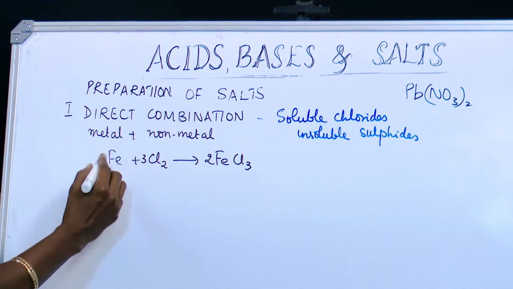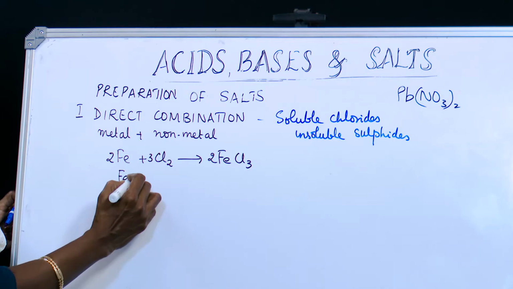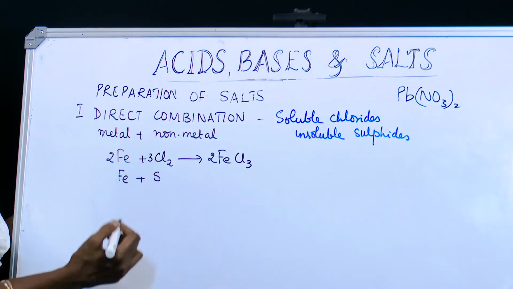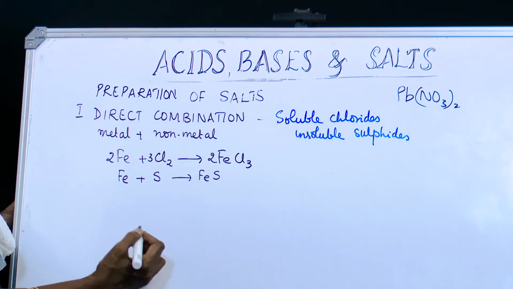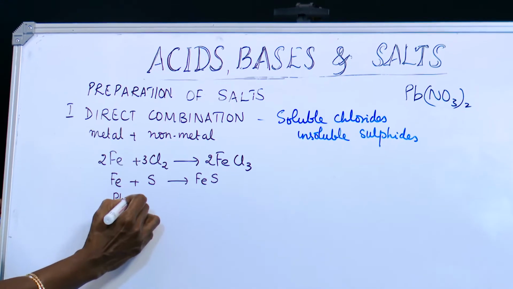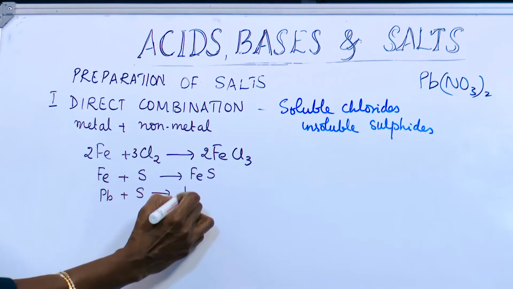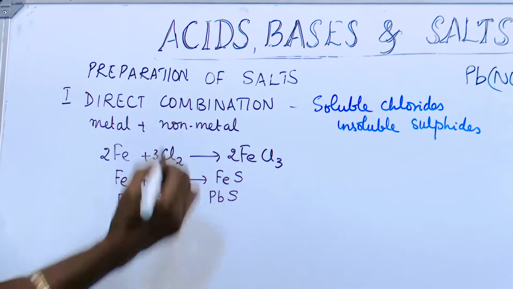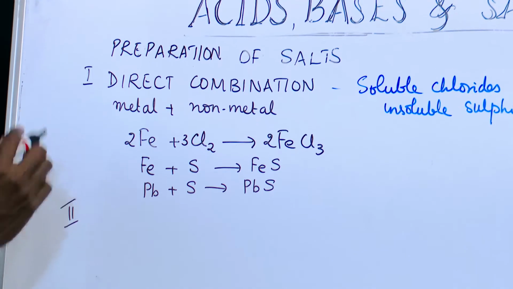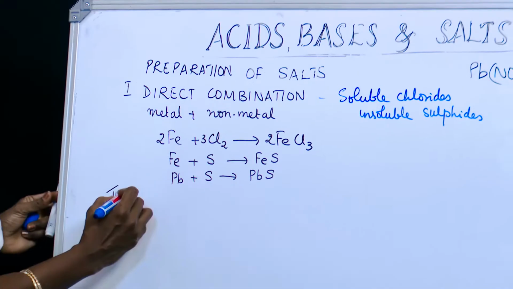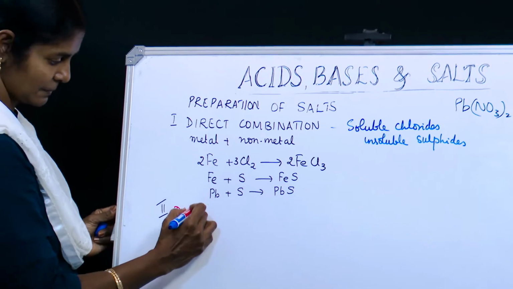When you come to insoluble sulfides, iron can combine with sulfur to give iron sulfide. Lead can combine with sulfur to give lead sulfide. So this is direct combination. Now we move on to the second method, that is displacement.